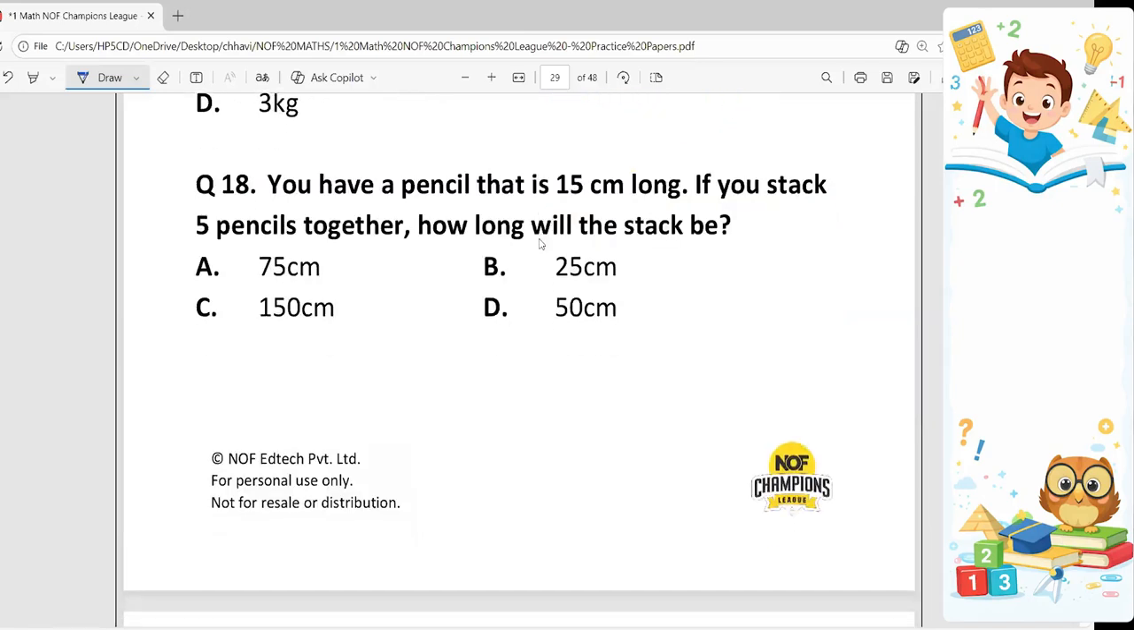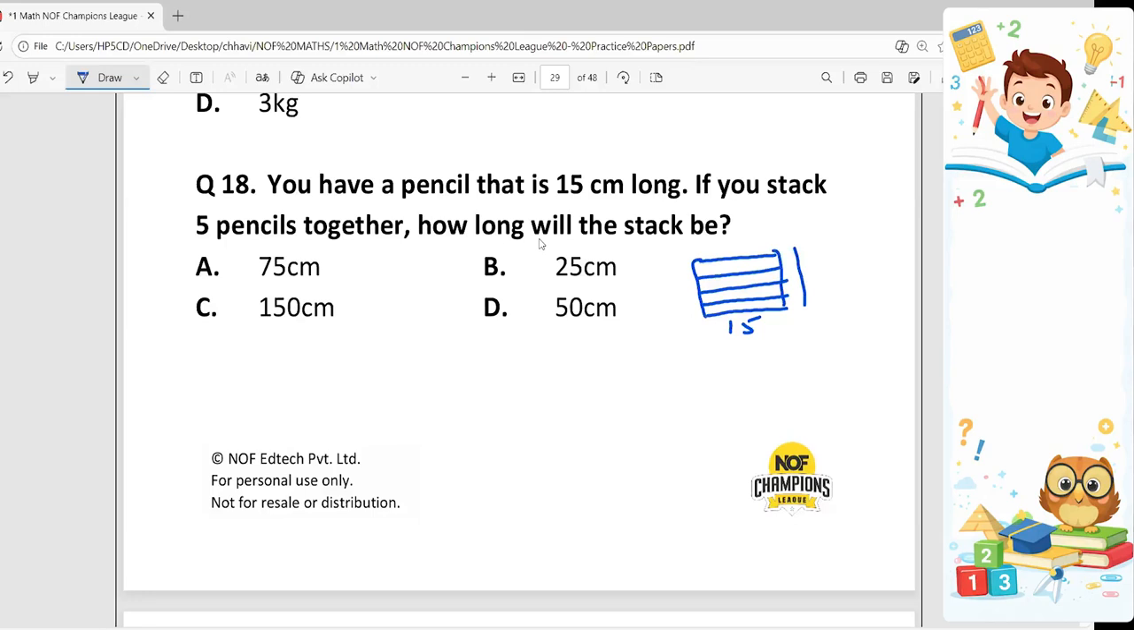18th. You have a pencil that is 15 centimeter long. If you stack 5 pencils together, how long will the stack be? Now see, suppose this is a pencil of 15 centimeter. Now you keep one more 15, one more 15, one more 15, and one more 15. Okay. 1, 2, 3, 4, and 5. Now how much will it be? The stack will be. This total you have to find.